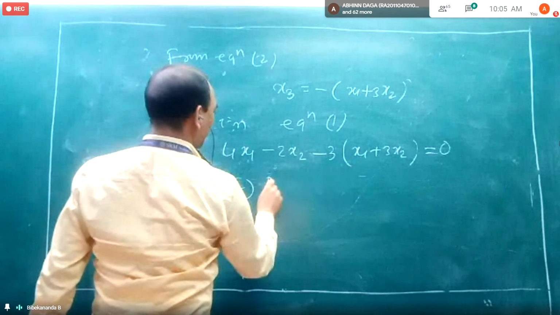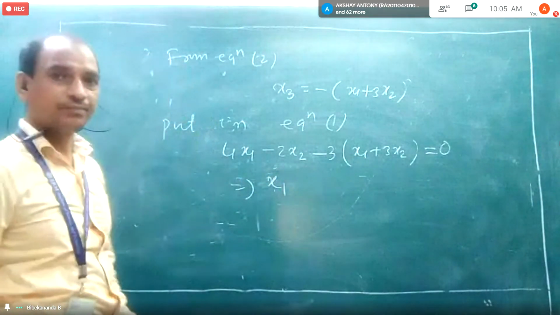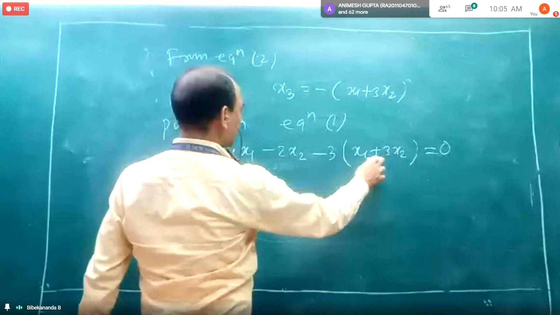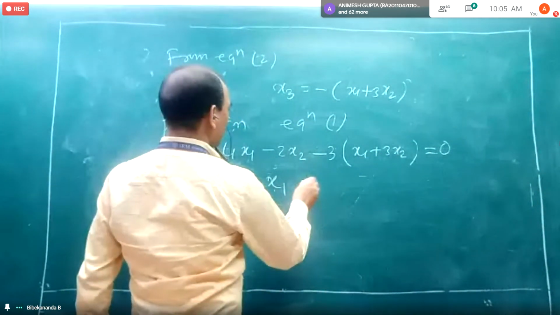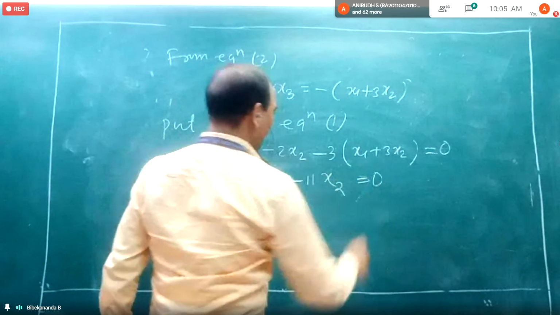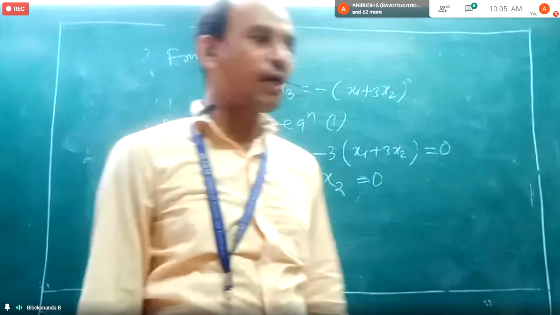And so finally what we will get: 4x1 minus 3x1, we will have x1, and minus 2x2 minus 9x2, that is minus 11x2, equal to 0. Now tell me how many equations and how many unknowns are there?